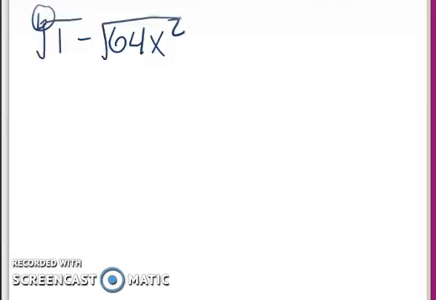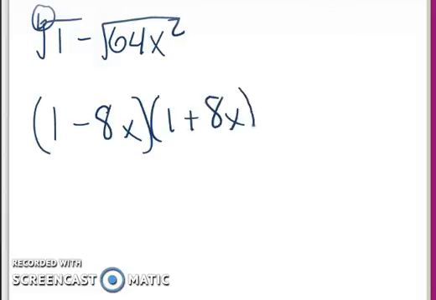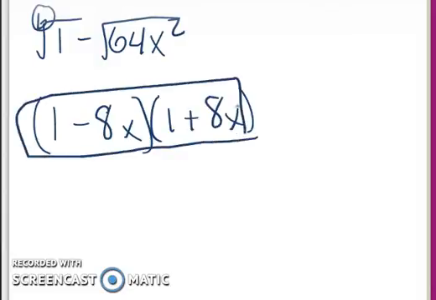Moving right along, this is for number 6. 1 minus 64x squared. Again, I have a different sign. Let's try taking the square root. That's going to be 1. Square root of 64 is 8. Square root of x squared is x. Put the subtraction sign, do it again, put a plus sign, and we're good to go.